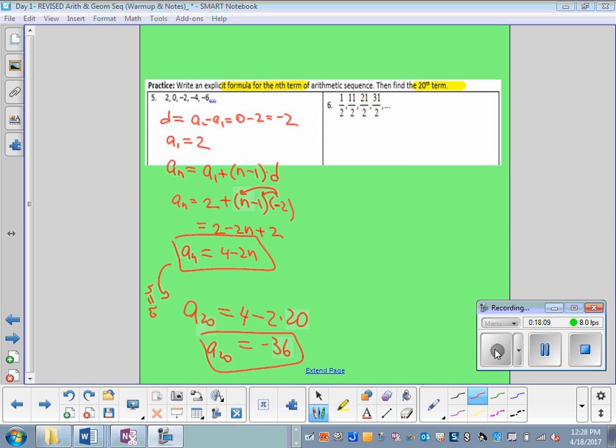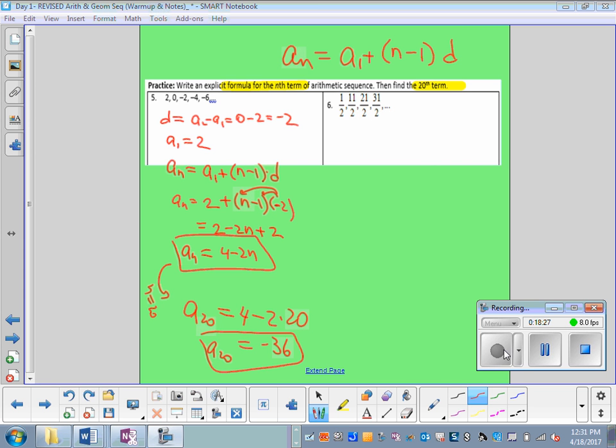Okay, do number 6. Let's see. How do we go about it? Look. The explicit rule, the generic formula that we just learned: An equals A1 plus N minus 1 times D, right?